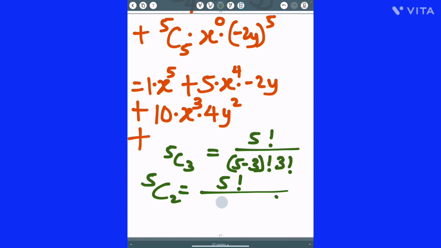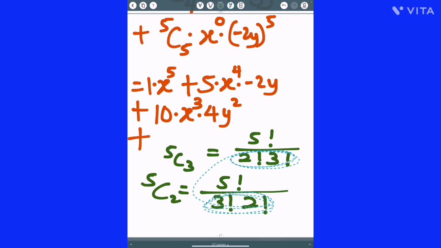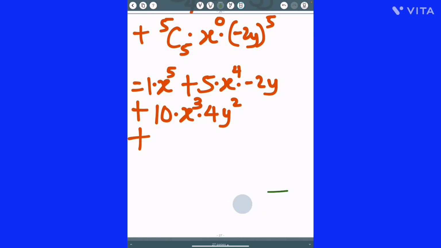I'm sure you're getting what I'm saying. For this side, I'll get 3 factorial times 2 factorial. For this side too, I'll get 2 factorial times 3 factorial. So essentially, this and this are the same. So that means 5 combination 3 is the same as 5 combination 2. Take note of that. So my coefficient for the fourth term is also 10.